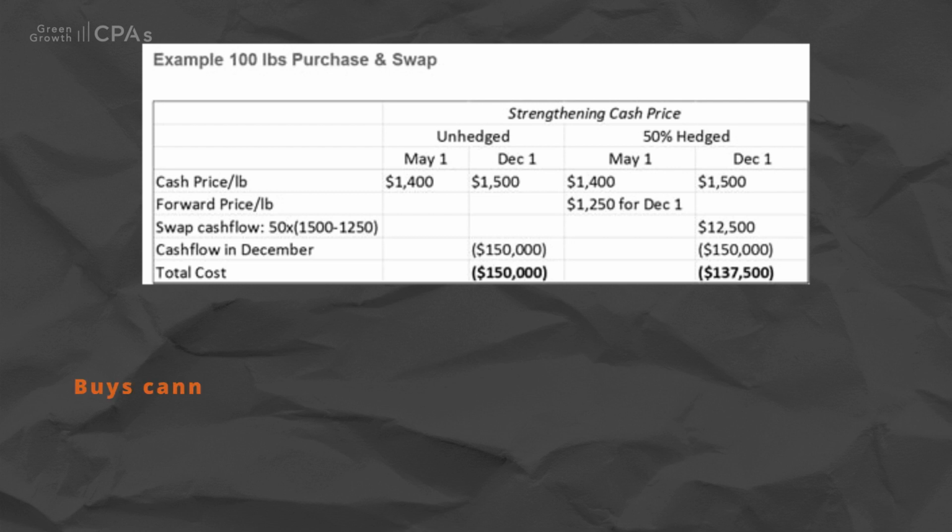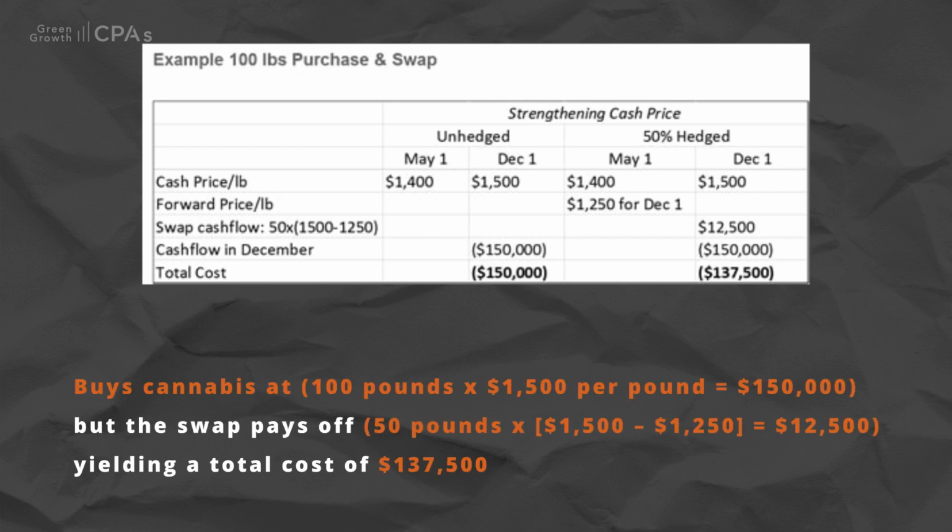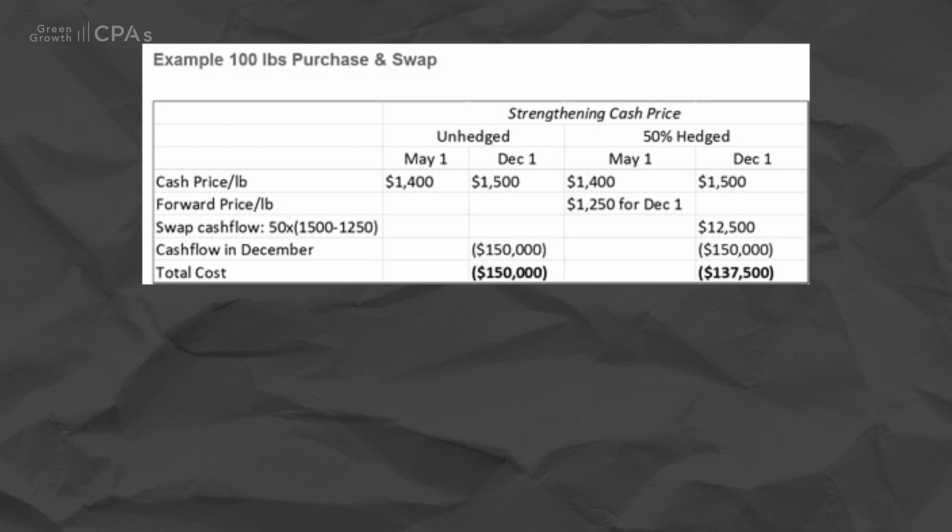The retailer still buys physical cannabis at the benchmark price, which is 100 pounds times $1,500 per pound, equaling $150,000. But the swap pays off 50 pounds times 1,500 minus 1,250, equaling $12,500, yielding a total cost of $137,500. The net result is identical to the forward sale example, although the cash flow here is negative, since a retailer will ultimately purchase the cannabis in the cash market on December 1st, remembering the swap contract is settled financially.